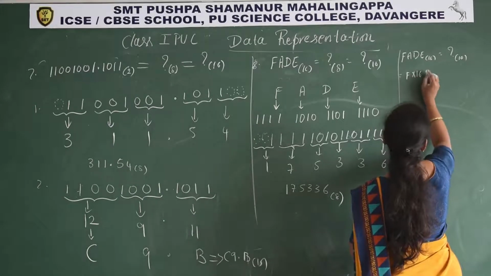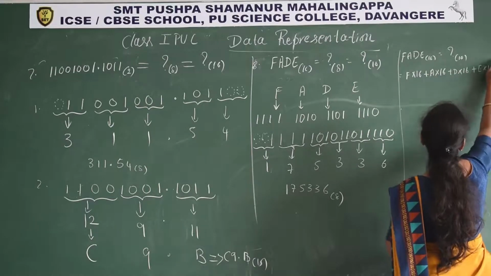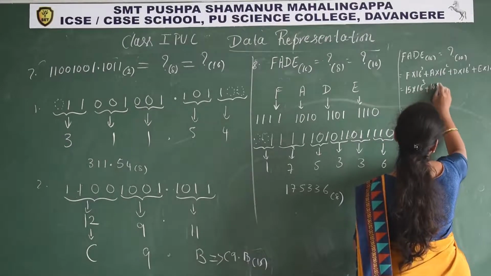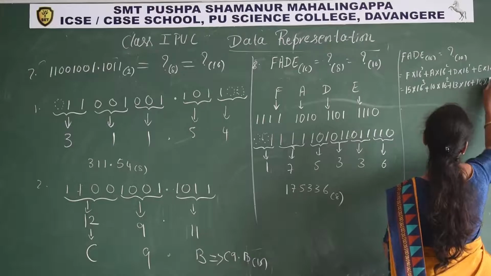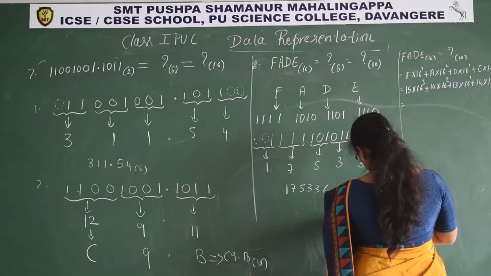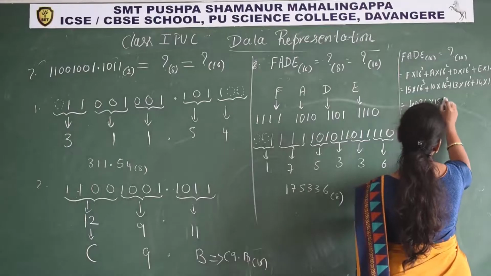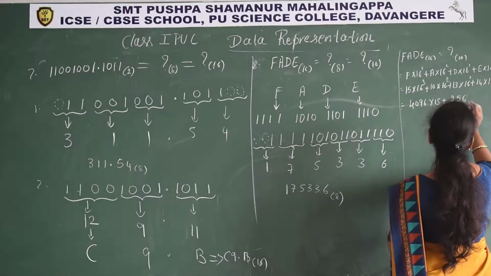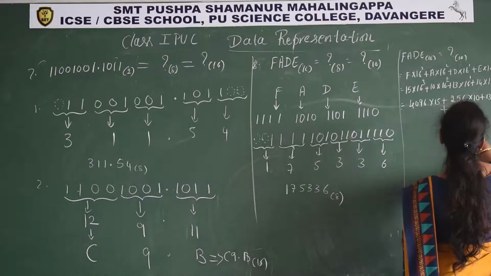F into 16 to the power of 3 plus A into 16 to the power of 2 plus D into 16 to the power of 1 plus E into 16 to the power of 0. F means 15, so 15 into 16 cubed plus 10 into 16 squared plus 13 into 16 plus 14 into 1. 16 into 16 into 16 is 4096, and 16 into 16 is 256.